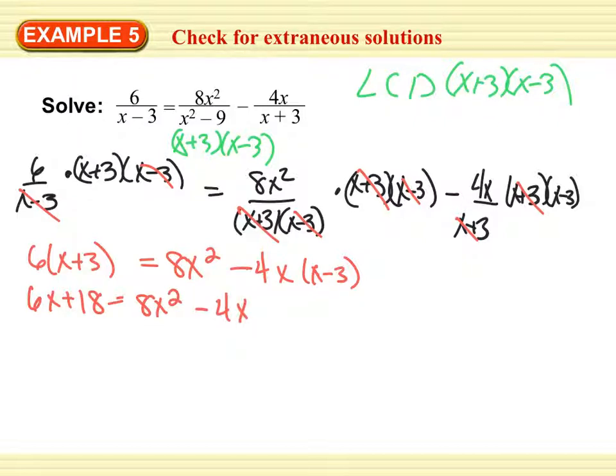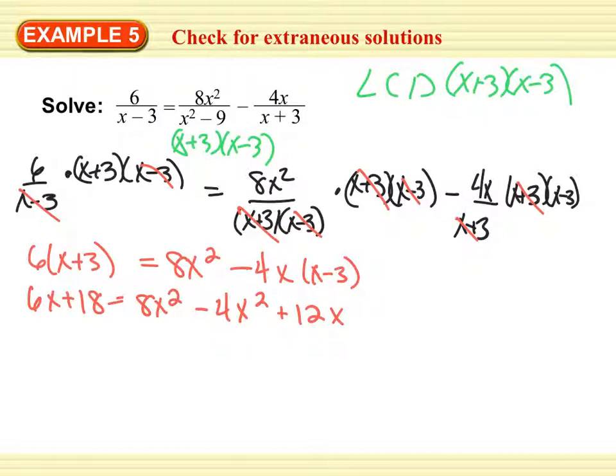Remember that negative when you distribute. Minus 4x squared plus 12x. Okay, let's collect like terms. I'm going to move that negative 4x squared to the other side to make it positive, because my leading term, I really don't like that negative.